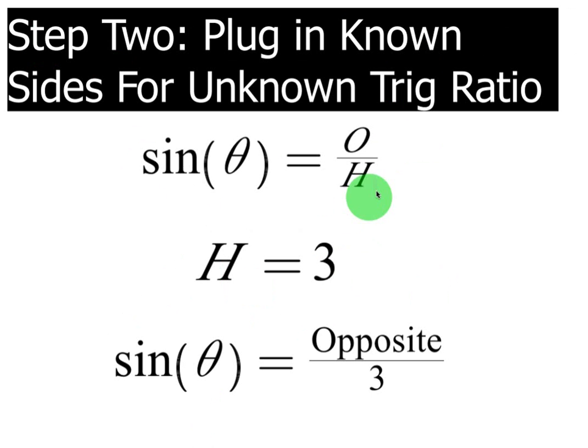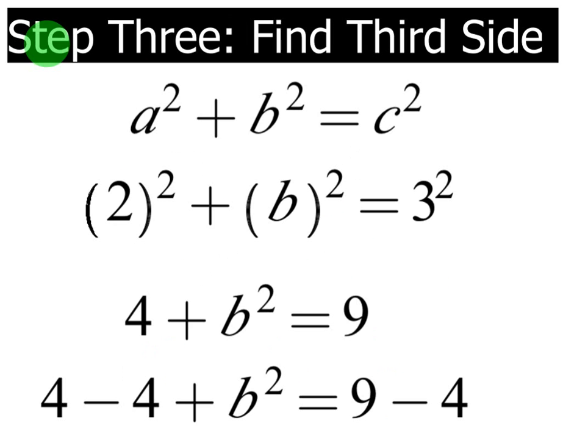Sine is opposite over hypotenuse, right? So we know the hypotenuse is 3. However, we don't know what the opposite side is. So that's where we would use the Pythagorean theorem to solve. Step 3, solve for the third side, or the side that you need for sine, in this case opposite. So we'll have 2 squared plus b squared equals 3 squared.